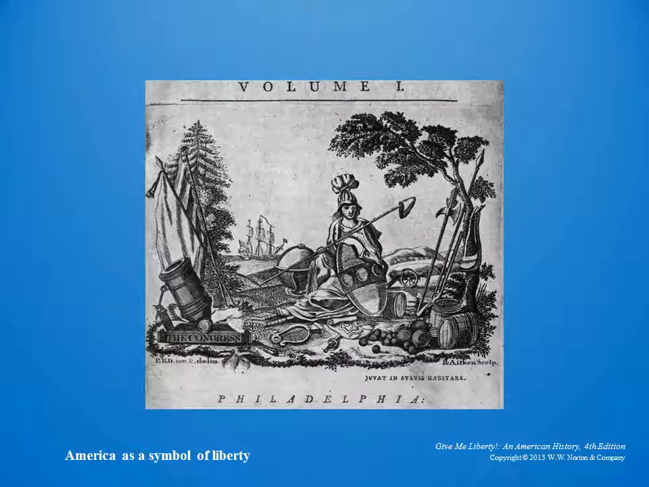You see here in America as a symbol of liberty in 1775. This is an engraving that was on the cover of the Pennsylvania magazine that was edited by Thomas Paine. The shield displays the colony's coat of arms. The female figure is holding a liberty cap surrounded by weaponry of the patriotic struggle, including a cartridge box marked Liberty, hanging from a tree on the right.